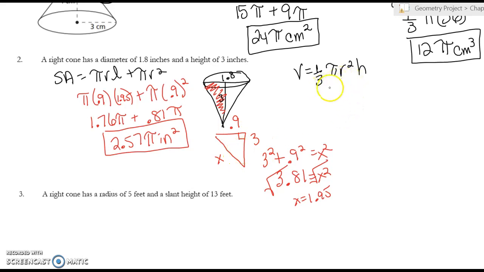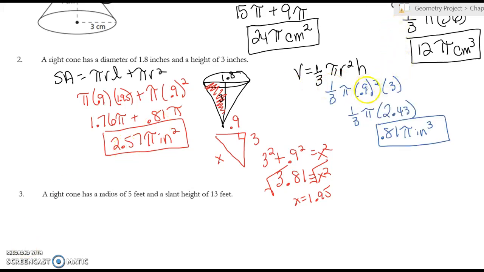Okay? And then why don't you go ahead and do this one on your own and press play when you think you got it. Okay, so you should have plugged it in and got 0.9 squared times 3, which is 2.43, which when I divide by 3 is just 0.81 pi inches cubed. Okay? So I'd like you to try number 3 again.